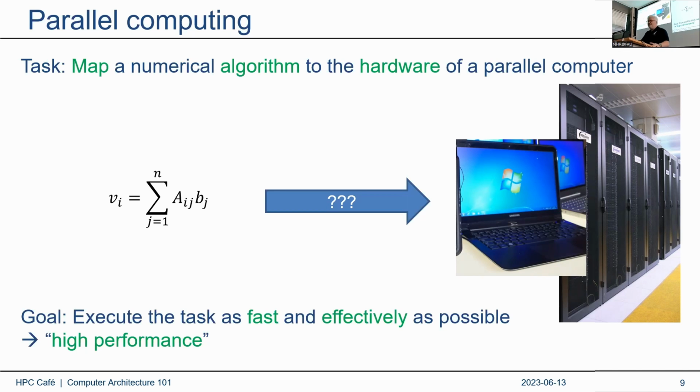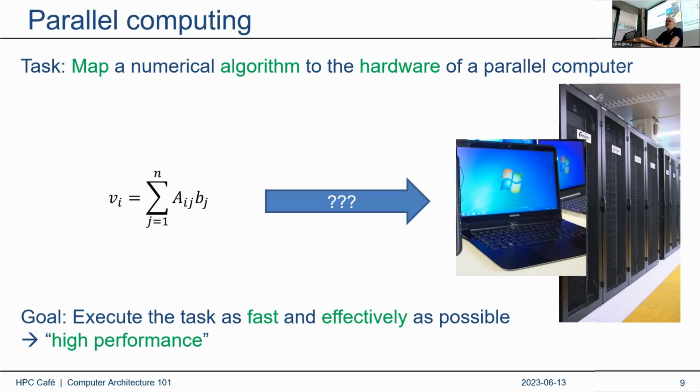So you have to map the problem. You have to split the problem into pieces and map the pieces onto the parallel hardware. And of course, this has to go as efficient and fast as possible. So we want high performance. That's the goal. So what is performance? That's the first question you need to answer. What does it mean if we talk about performance?